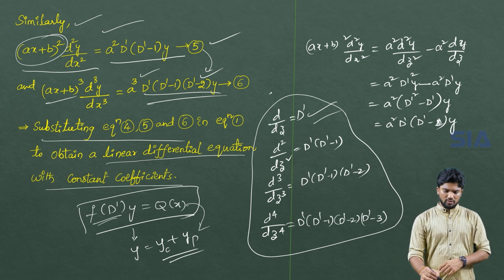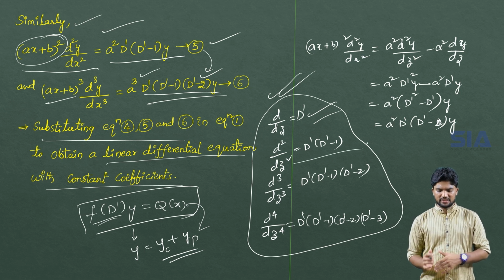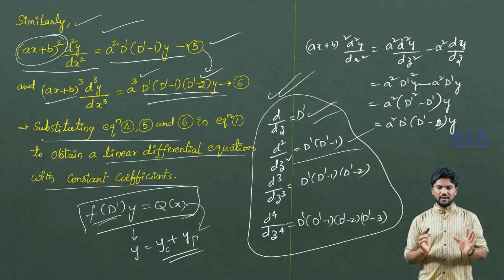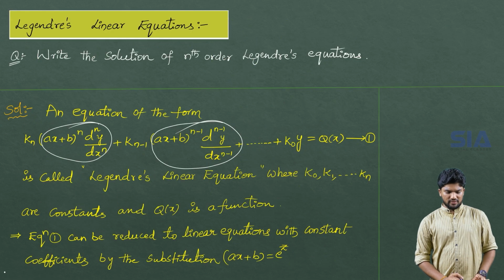You have to remember these symbolic notations: d by dz is equal to D', d square by dz square is equal to D' into D' minus 1. Again, don't write this total explanation in the problem. Wherever you see d square y by dz square, simply write D' into D' minus 1. Clear? So this is the total explanation of this problem.